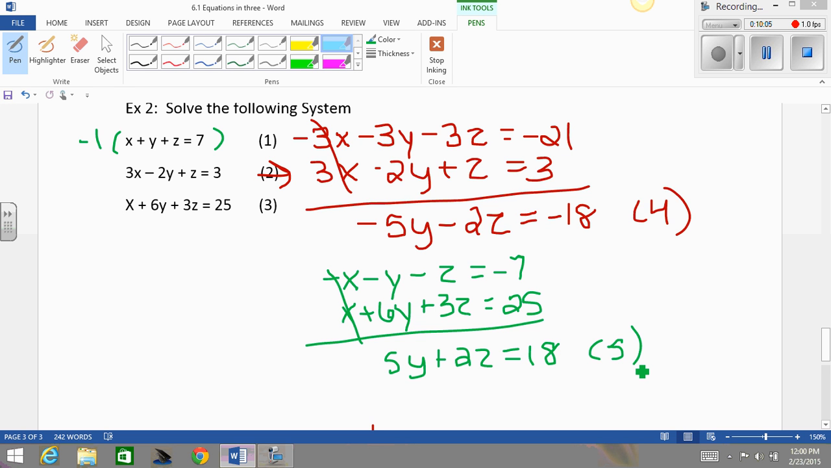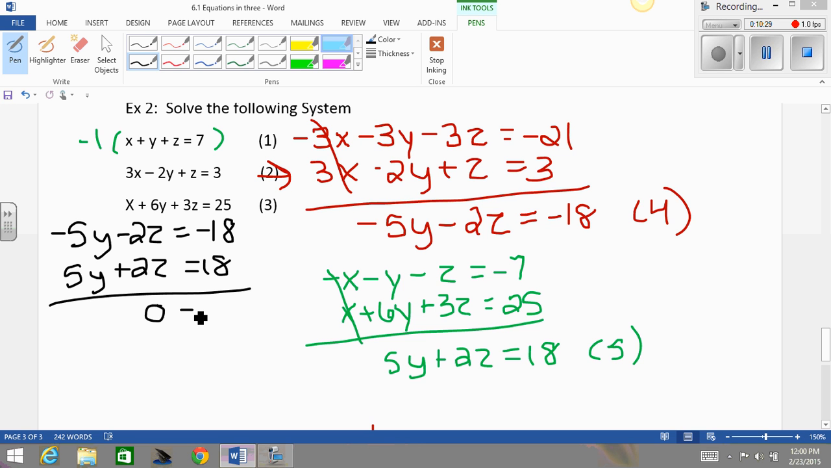All right, so we're down to 2 equations, 2 variables, right? 4 and 5. So now the goal is to get the y's to cancel. What do I need to multiply by? Well, if we look at this, it looks like those y's would already cancel. So we're going to rewrite that system so that they're over each other. And we're going to add. And what winds up happening is we get 0 over 0. And that means something special. What that means is this system has infinitely many solutions.